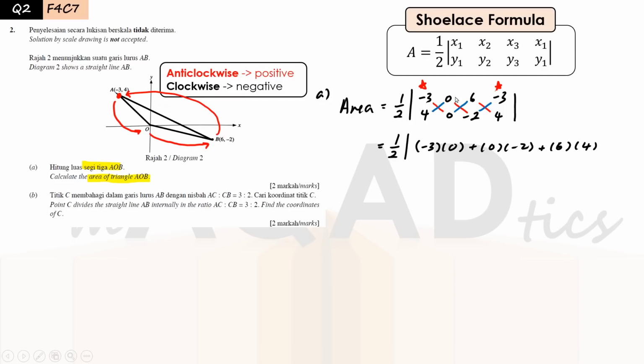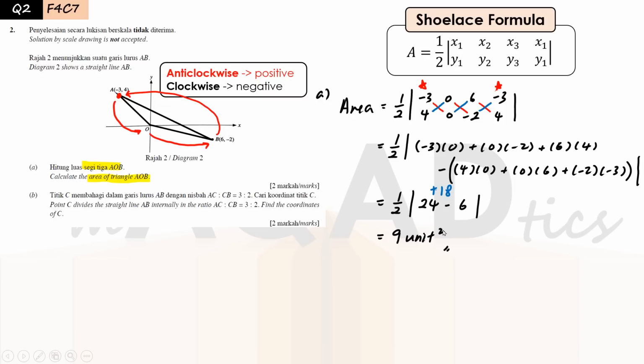Right? So these set of values, once we multiply, we are going to minus with these values. Okay, so these two sets of values will minus with each other, and then we will get these two sets of answers. Right, so this value, once we calculate, it would be positive 18. Alright, because we are using the anti-clockwise way, that's why the answer is positive. Okay, so 18 divided by 2, and then we will get the area, which is 9 units squared.